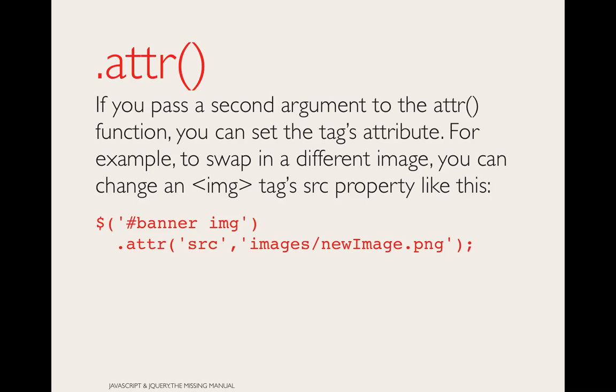And if you pass a second argument to the attribute function, you can set the tag's attribute. For example, if you want to swap in a different image, fairly common thing to do, you just change an image tag source property like so. There you have an image that is a descendant of an ID of banner, and you're taking the attribute of source and throwing in a new one.